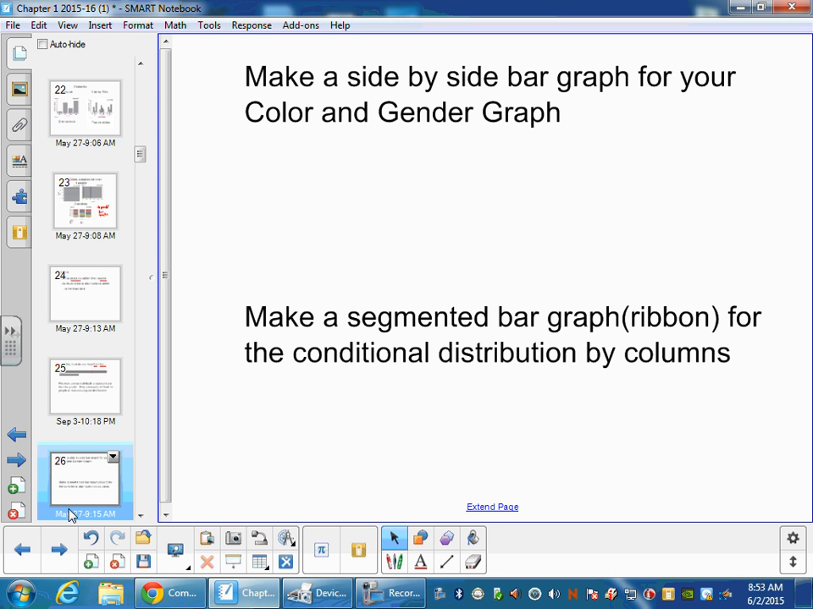Now I want you guys to make a side-by-side bar graph for your color and gender data. And then I also want you to make a segmented bar graph for the conditional distribution, the conditional distribution by columns. All right, good luck.